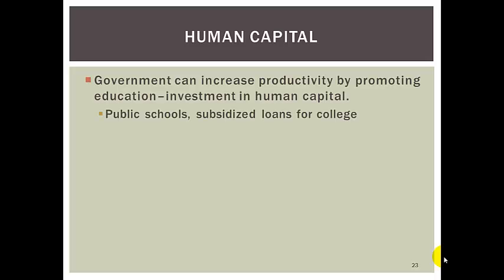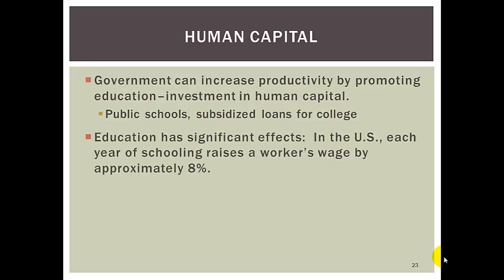How do we do that? Well, we see public schools and subsidized loans for college, right? So kids don't have to pay to go to public schools. So education in a certain way is provided for free. That was the purpose of increasing human capital. Students receive subsidized loans for education. Once again, it's not just because government is kind. It's because government is trying to increase productivity of its residents.